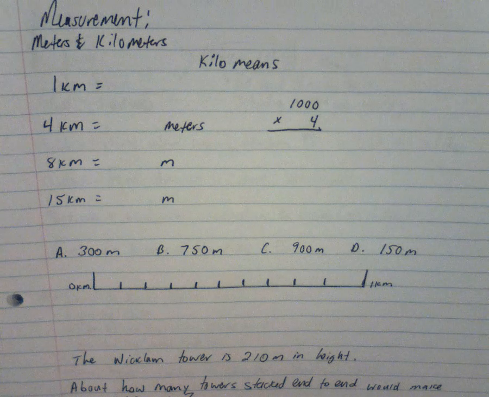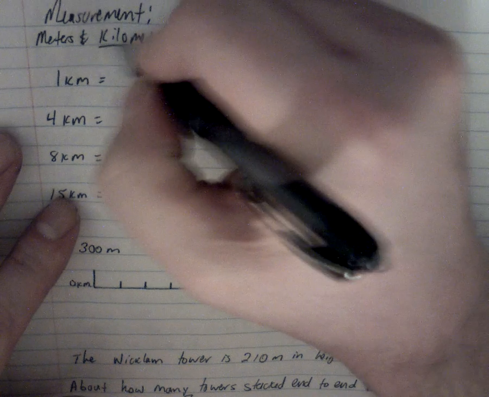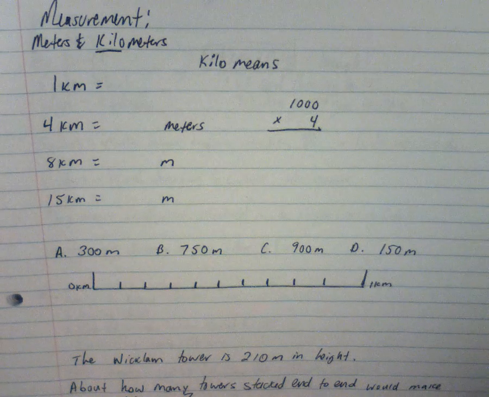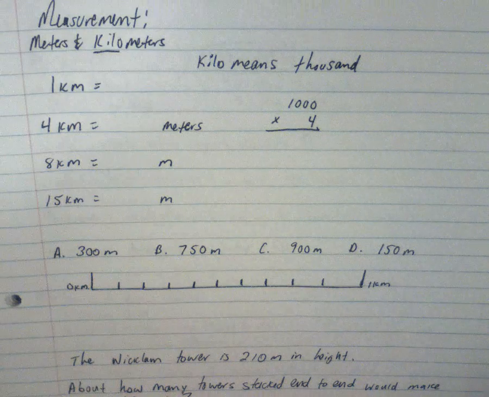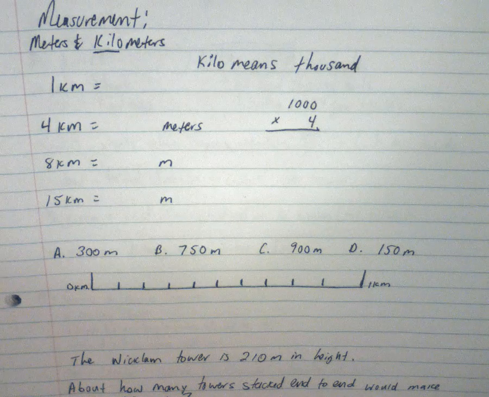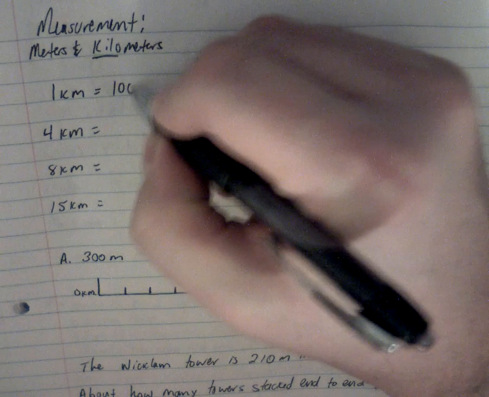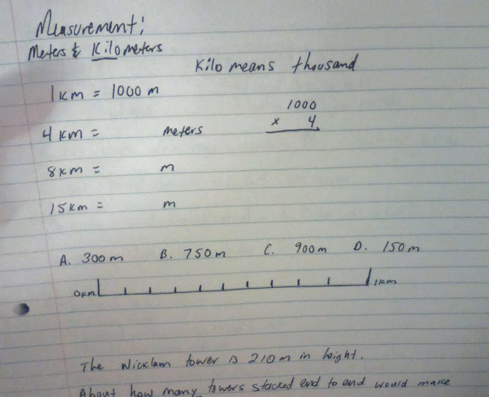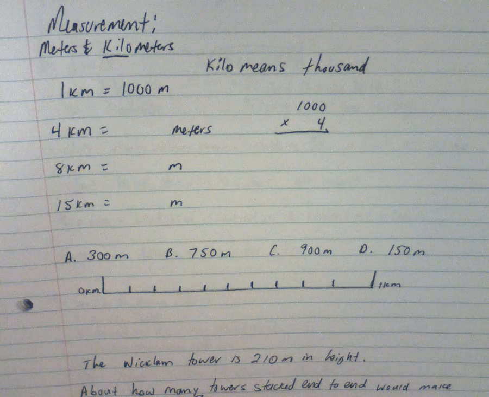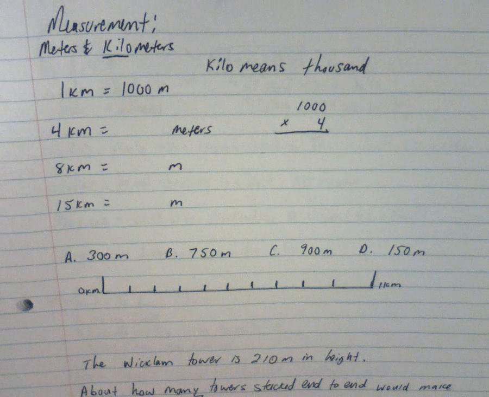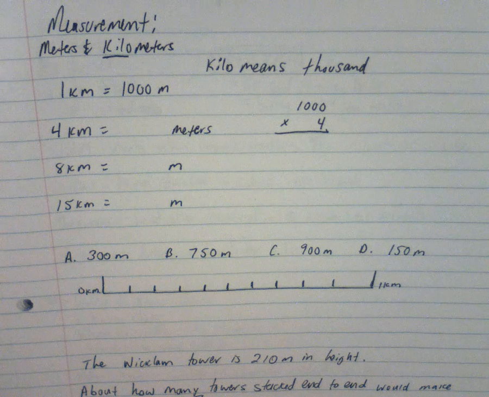So first of all, let's look at what the word kilo means. Kilo means 1,000. So basically a kilometer is 1,000 meters. 1 kilometer equals 1,000 meters. So to make 1 kilometer, we would need 1,000 meter sticks, laid end to end, and that would give us a kilometer.